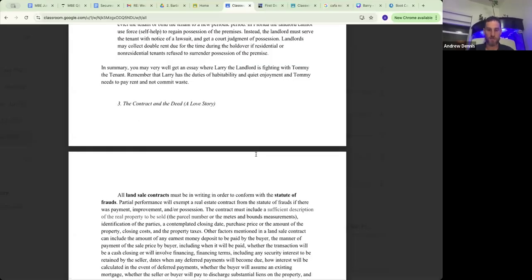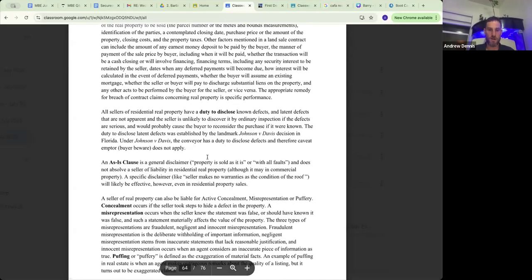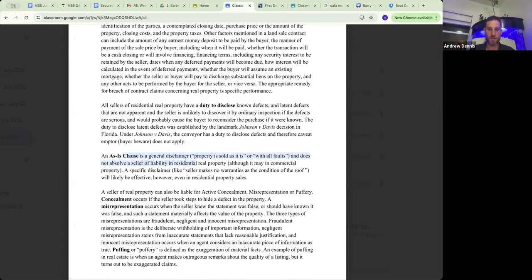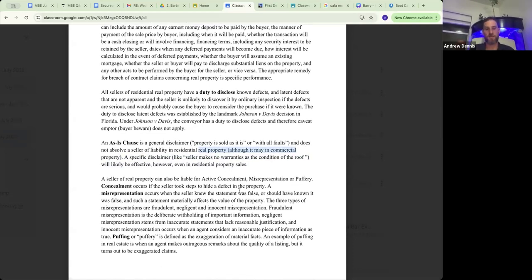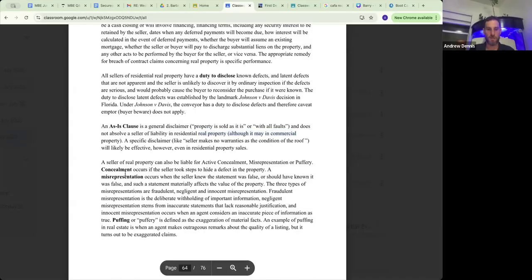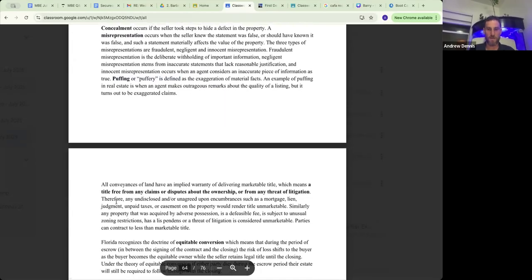So land sale contracts, statute of frauds, duty to disclose. As is a general disclaimer. And again, Florida's the Johnson v. Davis, so it might be effective for a specific disclaimer, like the condition of the roof, but not for the entire property in a residential land sale because of Johnson v. Davis. So look for concealment, misrepresentation, puffery.